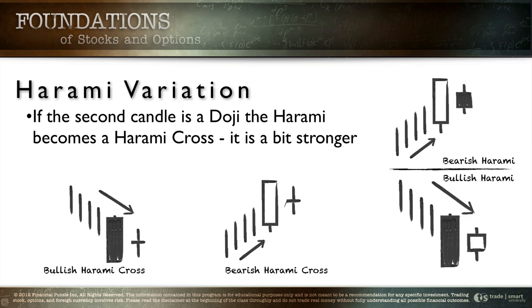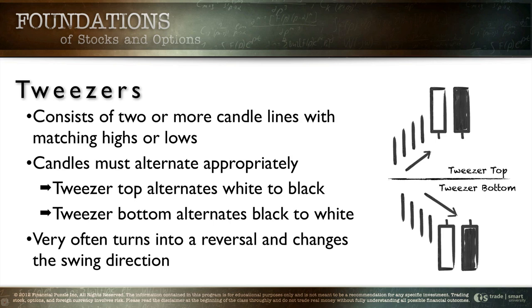Now the next one I want to look at is what we call the tweezer patterns. I really like these patterns. Interestingly enough, the statistics aren't that great on these patterns, but I have found that they work quite well, and I'm going to show you how I use them. What happens with a tweezer is they consist of two or more candle lines with matching highs or lows. In the case of the tweezer top, you're looking for the matching highs. In the case of the tweezer bottom, you're looking for the matching lows.